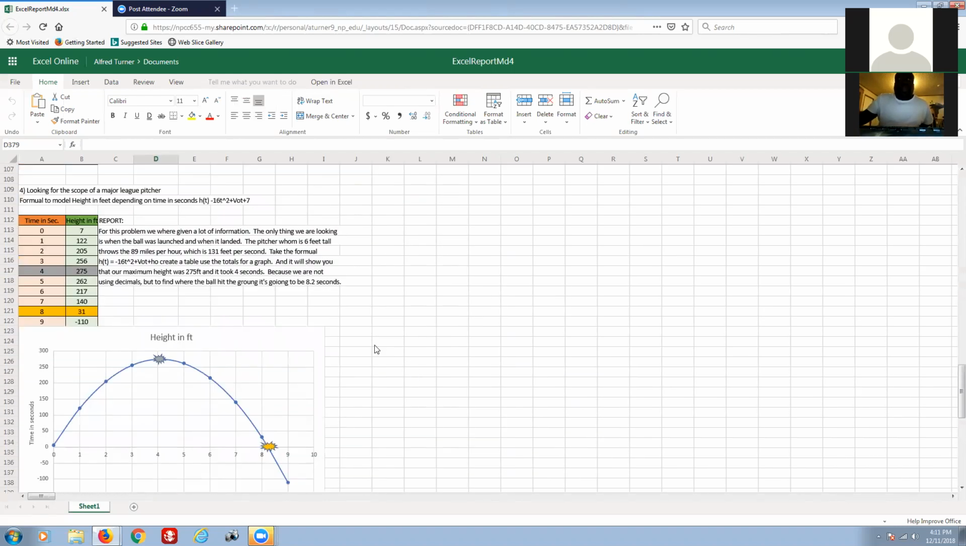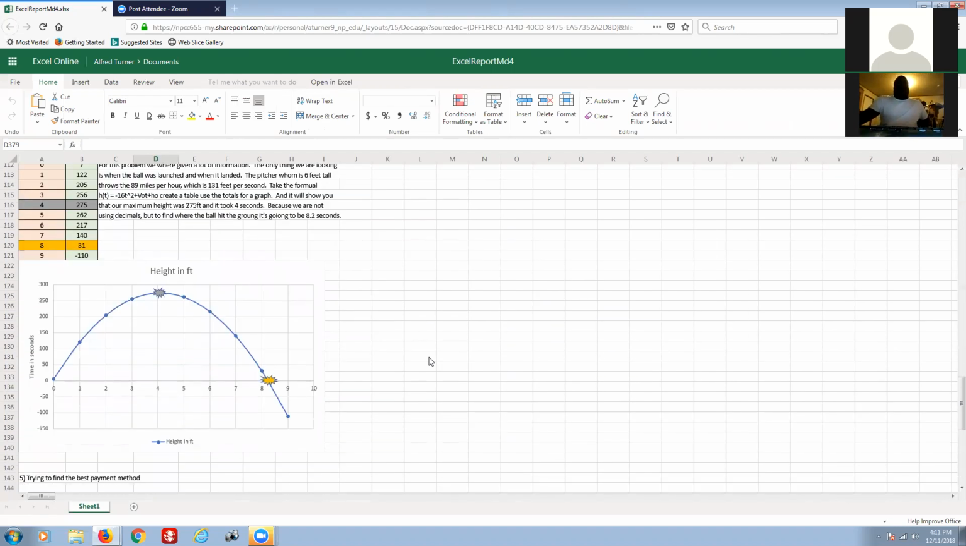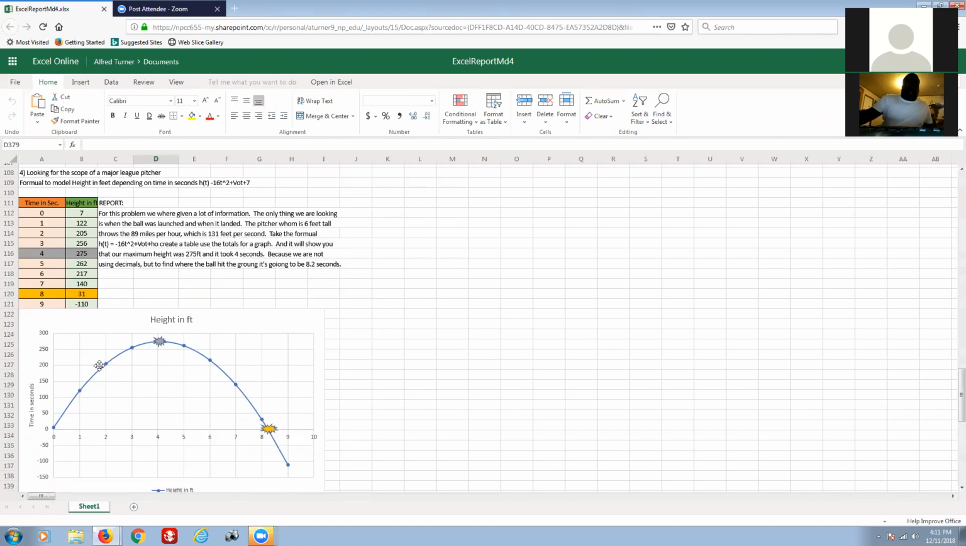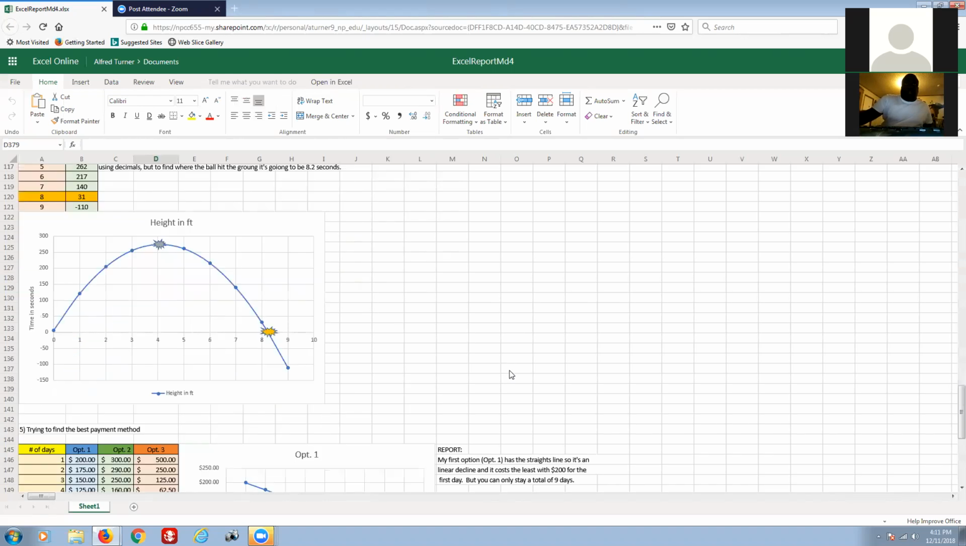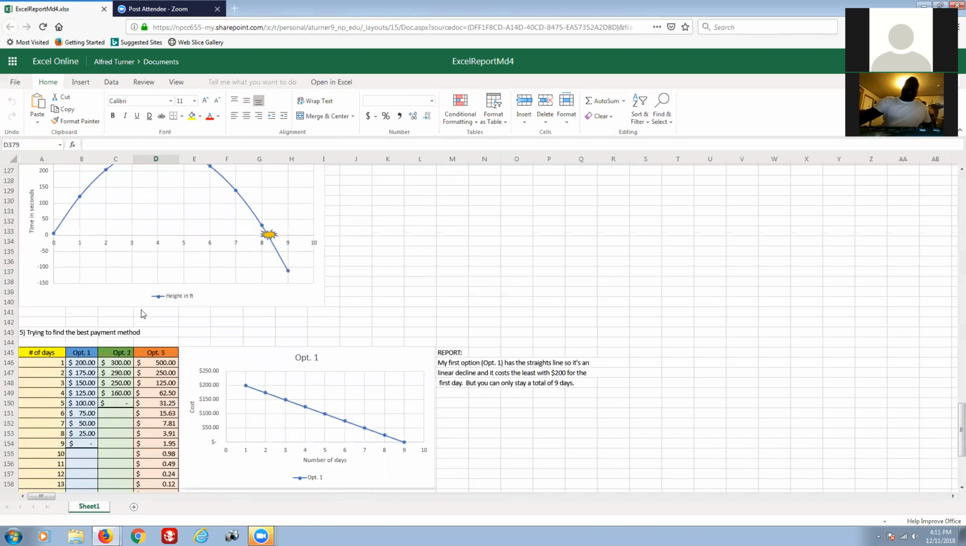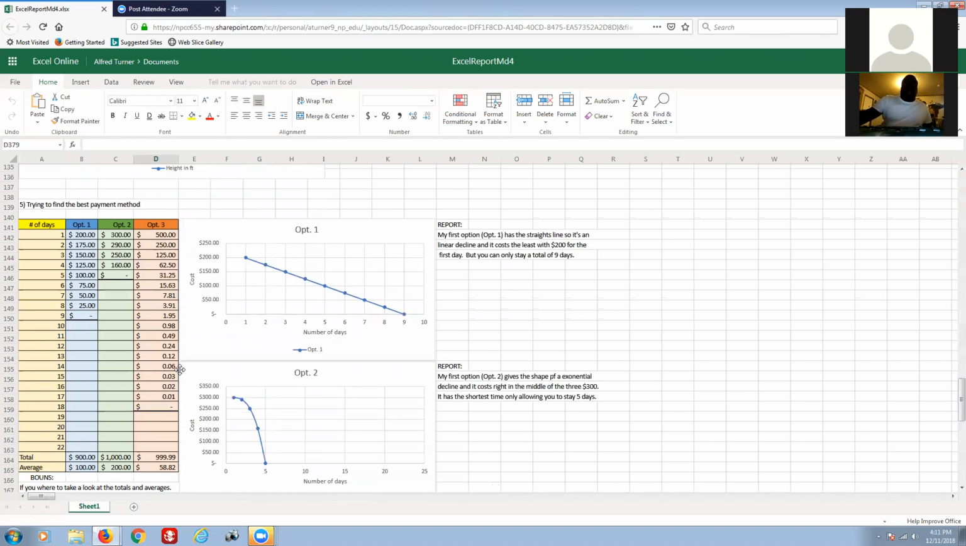And that's pretty much all number 4 was. I created my graph, I color coded, and I labeled my parts. Time in seconds, height. Moving right along.